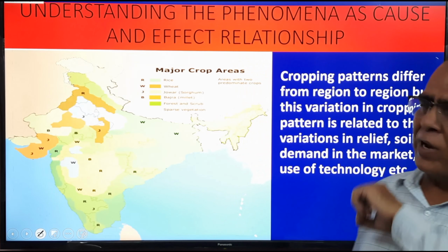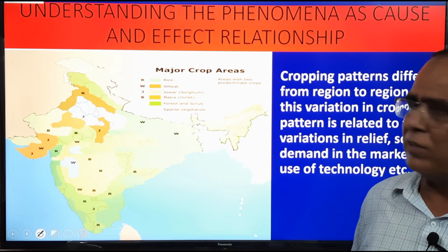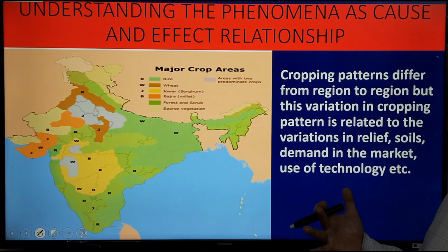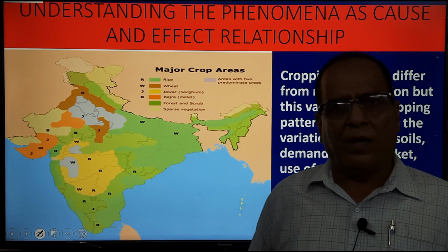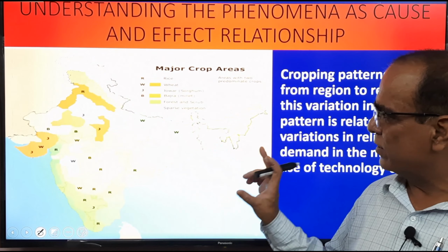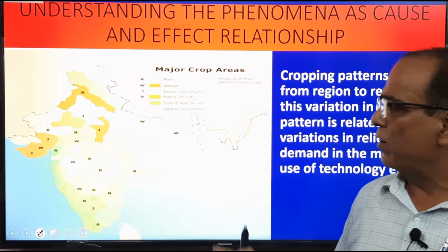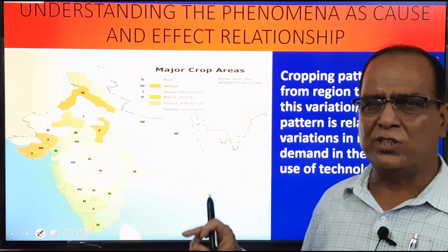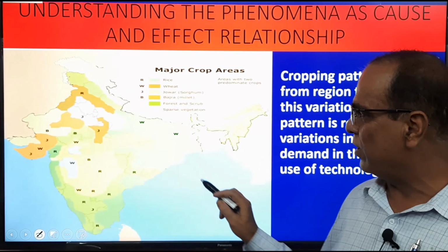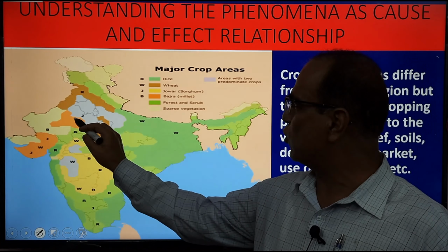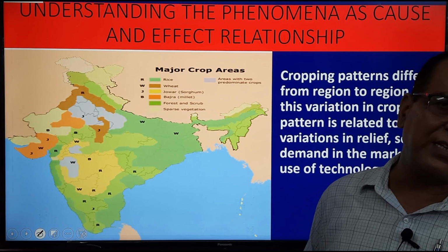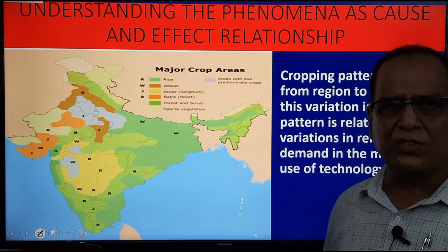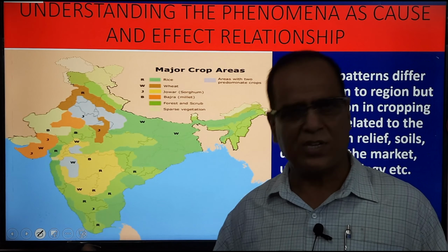Now, one aspect I have tried to cover here is understanding the phenomenon as cause and effect relations. What is this? Here I have put up the map of India, where we find different crops shown with different shades, as you are seeing. This area has rice, but this area has wheat. Now if I ask you why it is like that, in the eastern part we have rice cultivation and in the western part we have wheat cultivation.